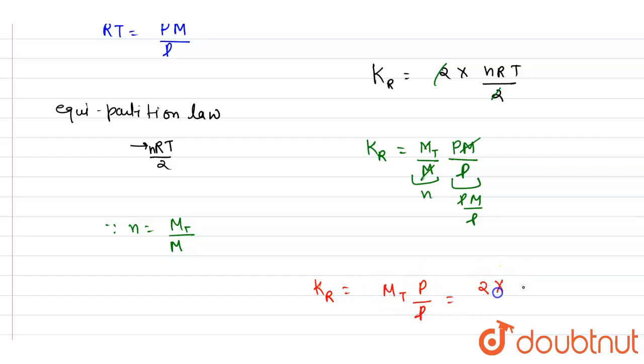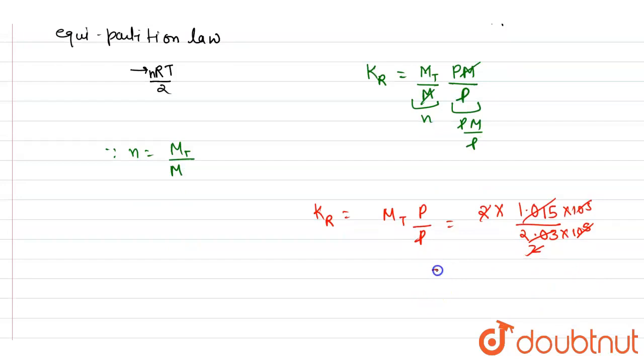So it is 2 kg, and it is 0.03 into 10 to the power 5, and 10 to the power 5. So these two will get cancelled out. This will get cancelled out by 2. It will be 1 joule. And this will be the answer of this question.